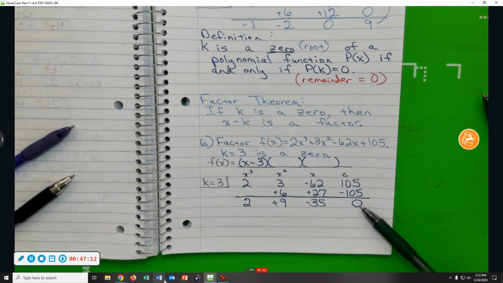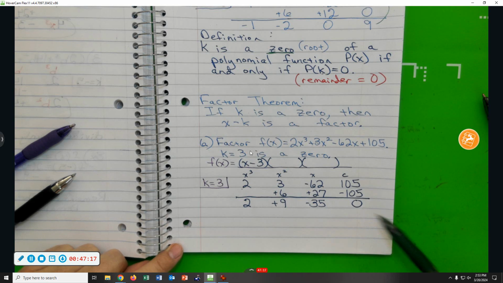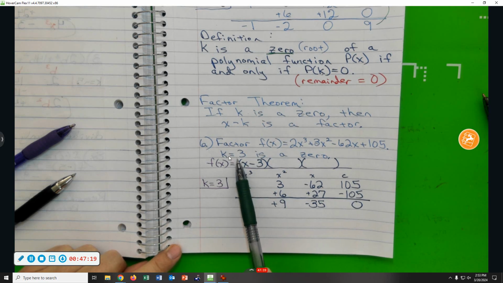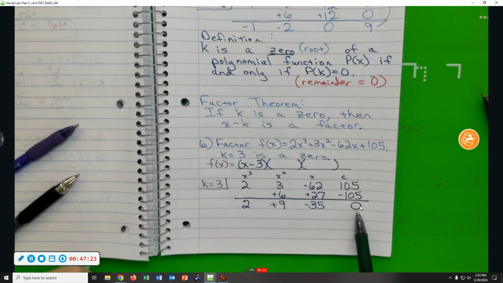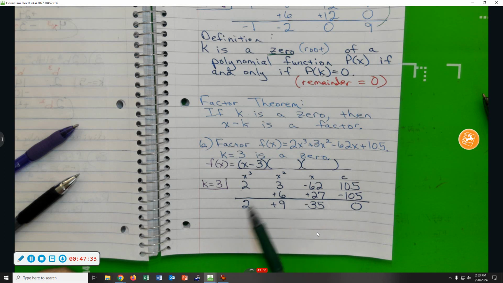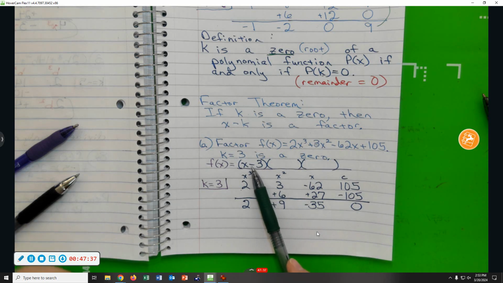Should we be shocked by that? We knew this number was going to be 0 because we were told k equals 3 is a 0. If you use synthetic division and you get something other than 0, then you can't get it factored using that k value, okay? We'll discuss that in more detail in a moment. But for the time being, we've broken down f of x. We know one of the factors is x minus 3.